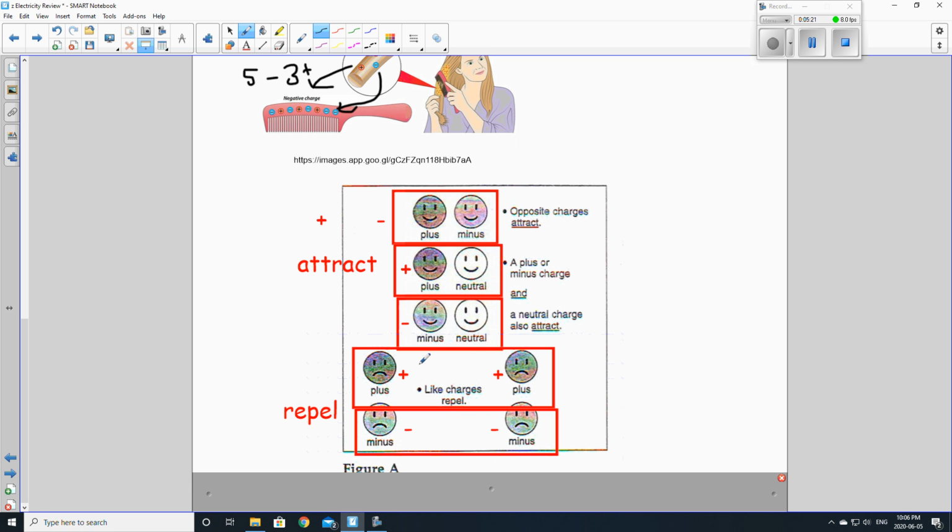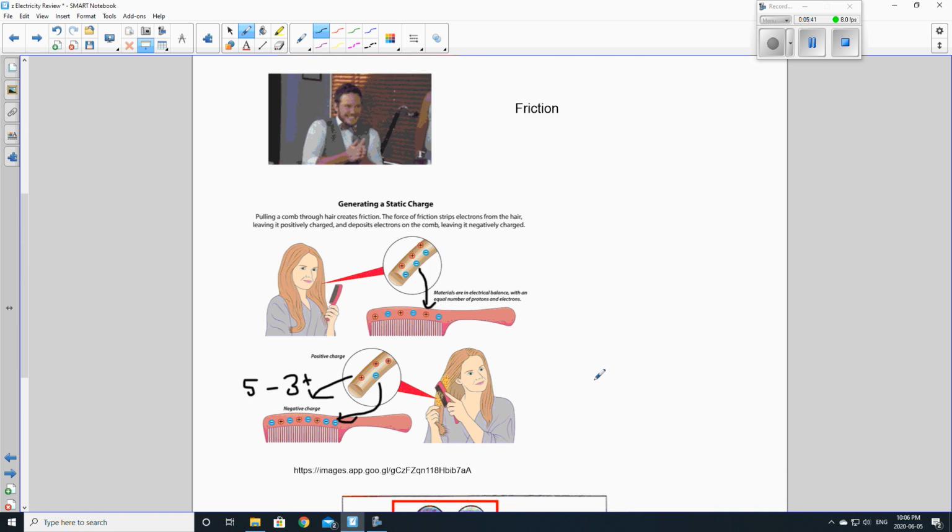As I mentioned, like charges repel. That means if you have a plus and plus, they will push away from each other. There's a force that pushes that way and a force that pushes that way. Same thing with minus and minus: there's a force pushing these two negative charges away from each other. That's called repelling. That sums up static electricity.